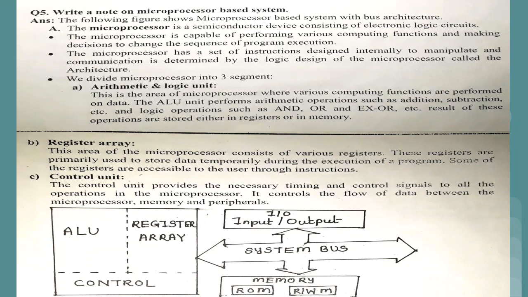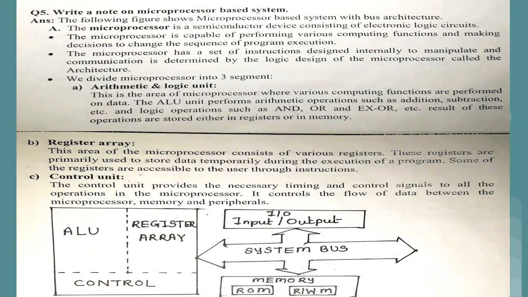So register array means it is a collection of registers. The accumulator is one part of the register array. Other than the accumulator we have so many other registers also, like B, C, D, E, and HL registers. The primary purpose of having registers is to store the data temporarily for the execution of the program.